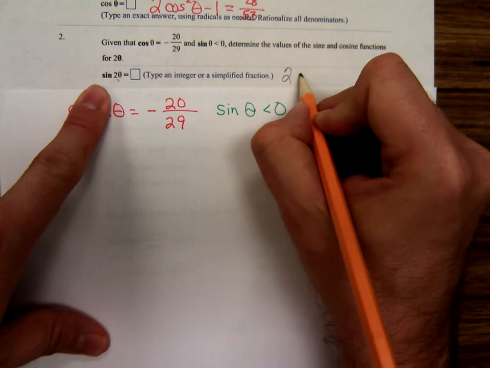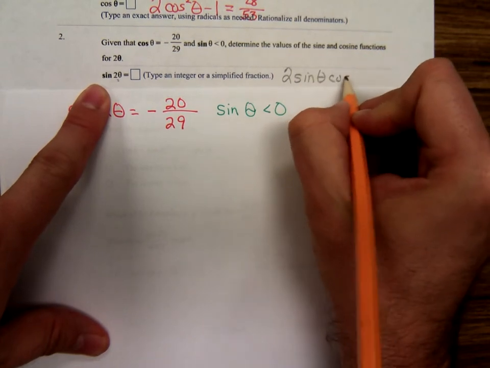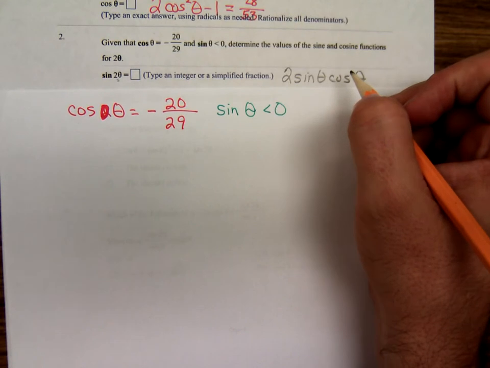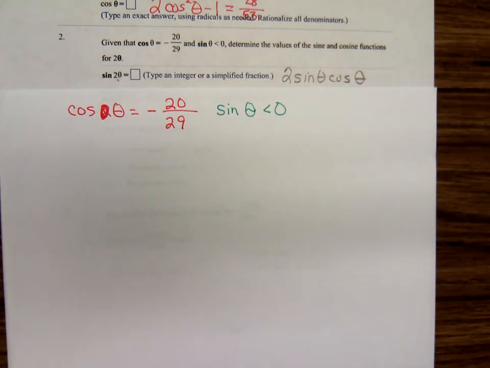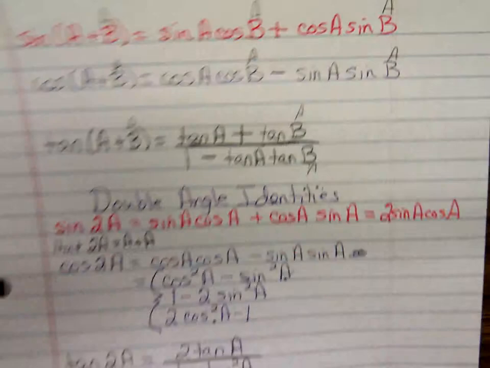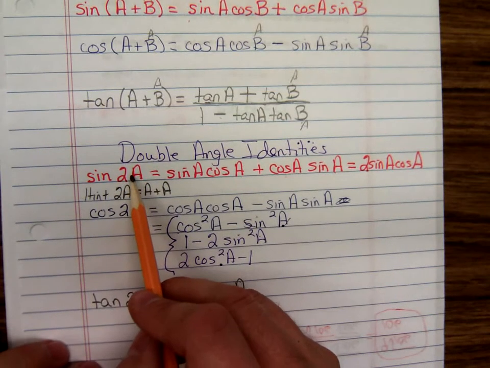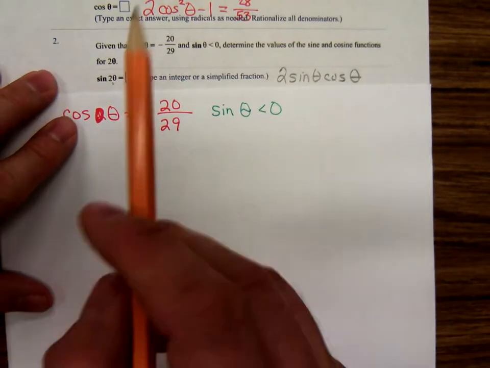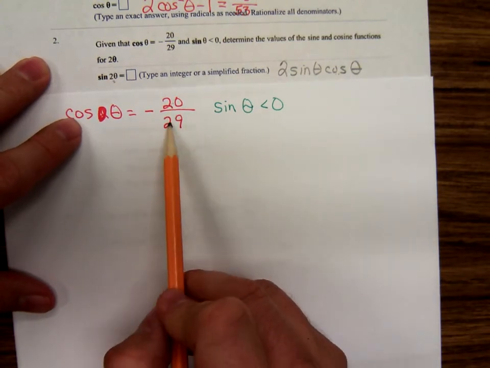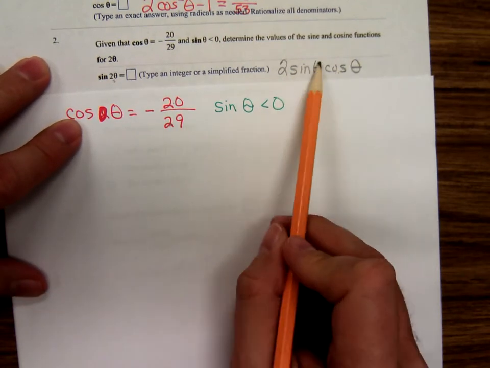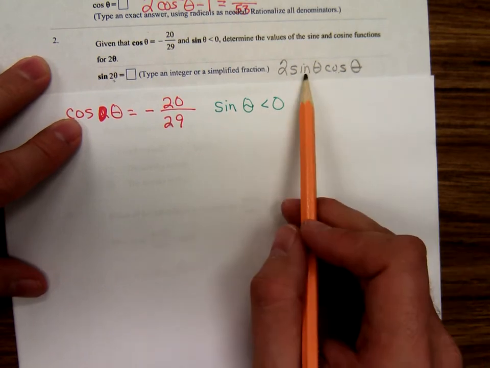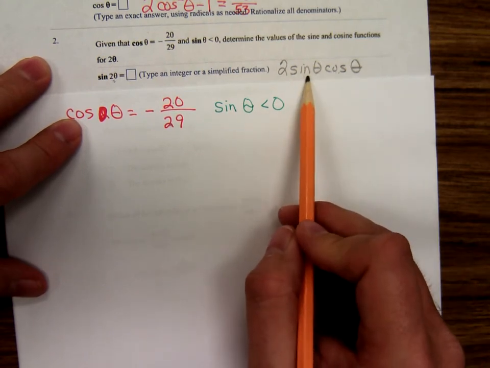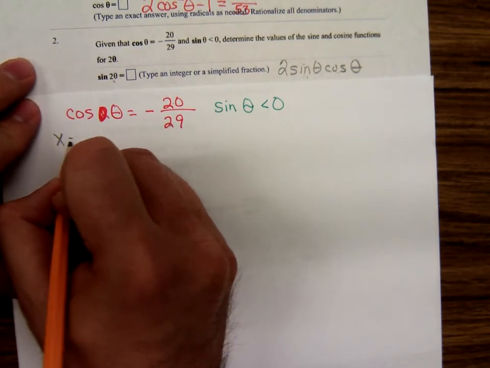It's 2 sine theta cosine theta. It's that first double angle identity for sine that we derived. We'll state them nice and neatly for y'all. Well, here it is. Sine 2 theta, well, we wrote it with an A: 2 sine A cosine A. So we already know cosine theta. That's negative 20 over 29. So if we just could figure out sine theta, then we'd have it done. Replace the sine theta with whatever it equals.